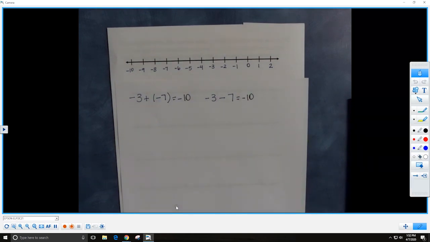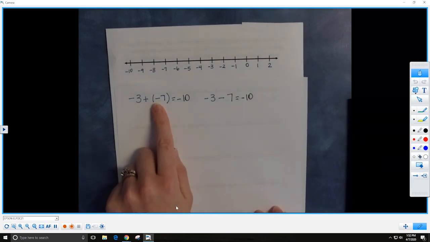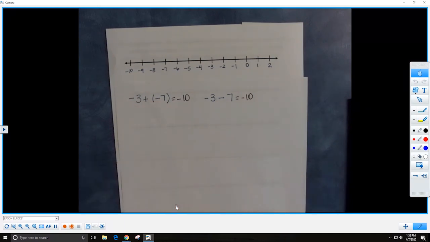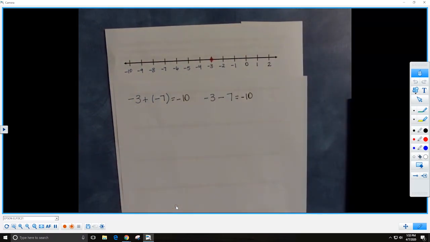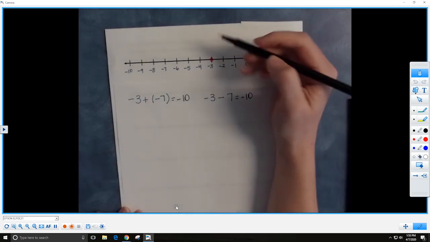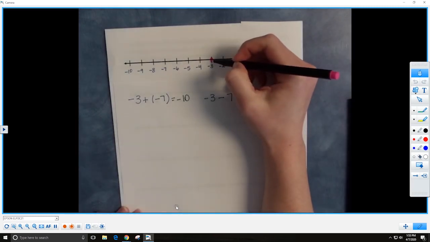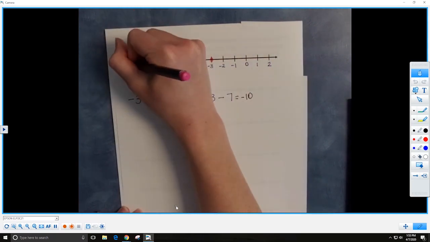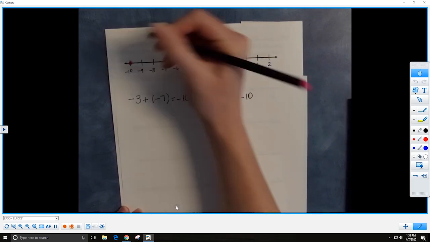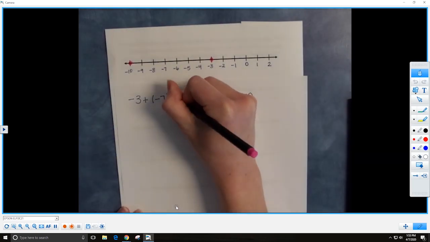To model -3 plus -7, which is the first expression that we started with, we are adding the opposite of 7. So we're starting at -3, and we are adding the opposite of 7. What direction does that mean we move on the number line? That's right, we're going to move to the left. So I'm going to move over 7 places to the left: 1, 2, 3, 4, 5, 6, 7. And I'm going to end at -10. That means our answer is -10.